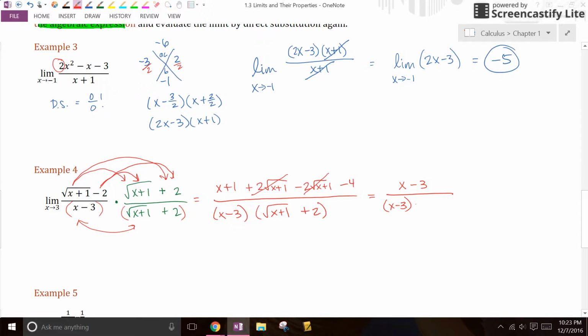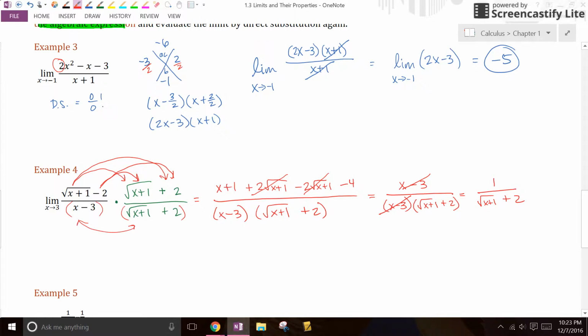Reason being, I don't know why I wrote it there. Reason being is it's going to come over here, right? And this guy's going to cancel this guy. Now, be good. There's a 1 still on top, but this looks like x plus 1 plus 2.